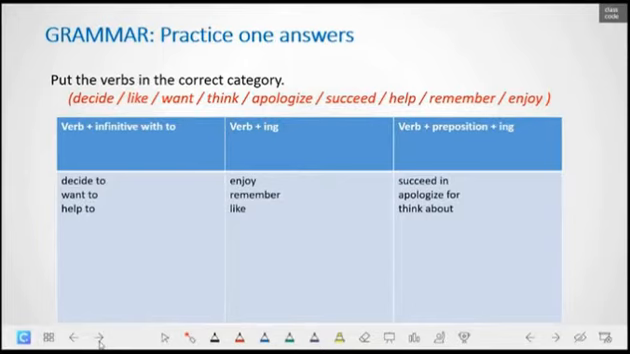Now, this is a challenge question. Maybe you can do it later, not now, later. I want you to find out the answer after the lesson. So we've got all these categories, but however, in English, there are some verbs that are followed by either a gerund or infinitive to.